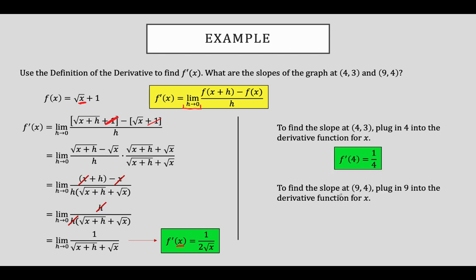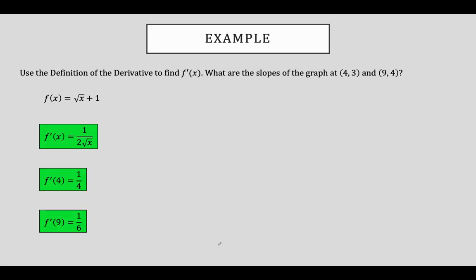Similarly, to find the slope at 9, 4, we plug in 9 into the derivative function. Evaluate f prime of 9. If I plug in 9 for x into the derivative, that gives me 1 over 2 times the square root of 9. 1 over 2 times 3 is 1/6. And let's think about this graphically, okay? Here was our original function. Here was our derivative. We found the slope of the tangent line at the point 4, 3 was 1/4, and the slope of the tangent line at the point 9, 4 was 1 over 6.